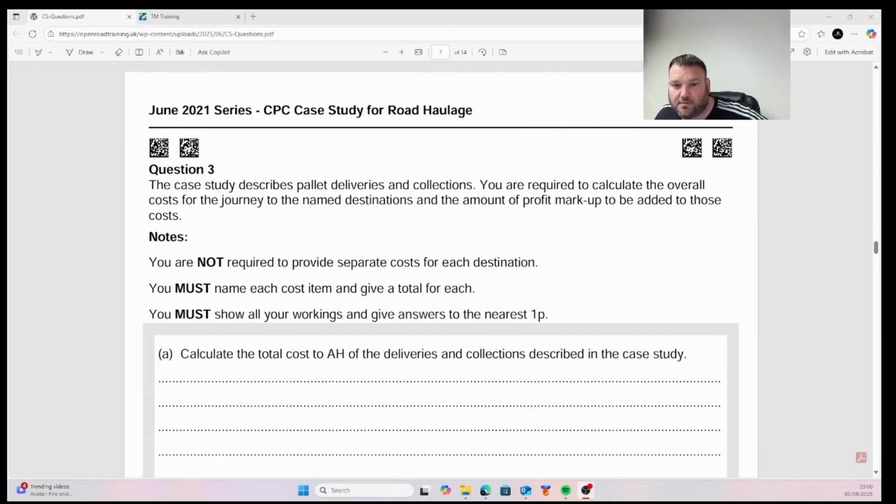You must name each cost and give a total for each. So it's a nice, simple, itemised list. Keep it simple, follow the format that's on the paper and you won't go wrong. And you must show all your workings and give your answers to the nearest 1 pence.